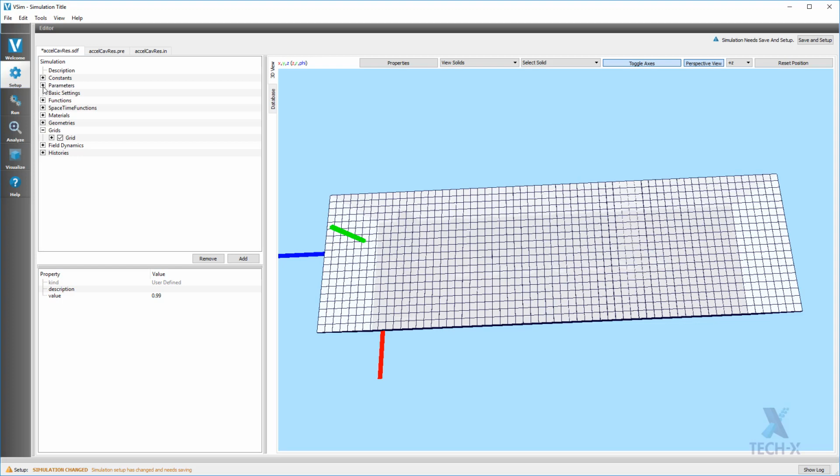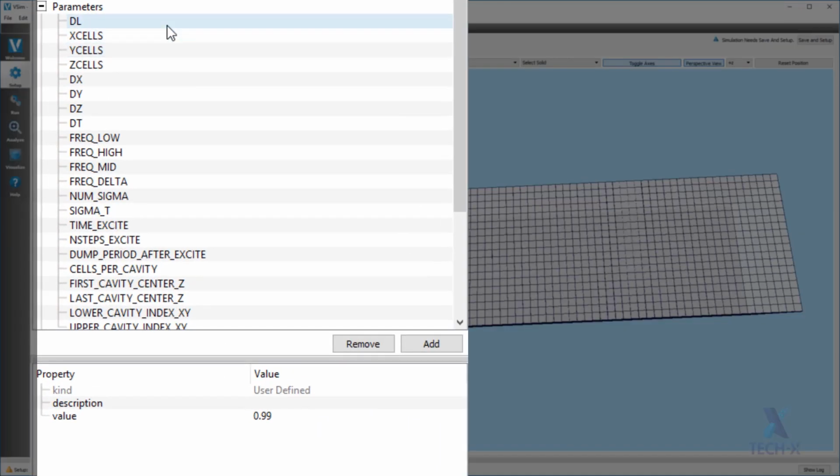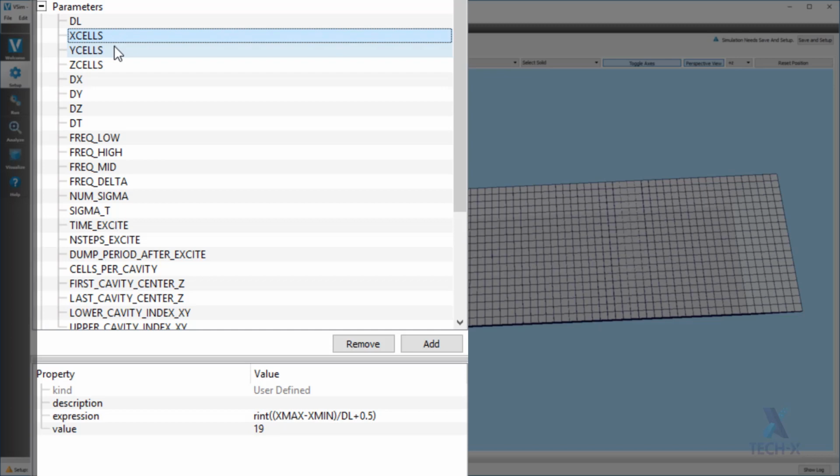Let's take a look at the parameters. Here I'm not going to go through each one in a lot of detail, but we have things like DL. This is where we use the resolution: resolution times y max minus y min. So basically the length in y times the resolution will give us the step, the grid size in y. And then we use that to calculate the number of cells in x, y, and z correspondingly. And DL will be our grid spacing in all three dimensions.